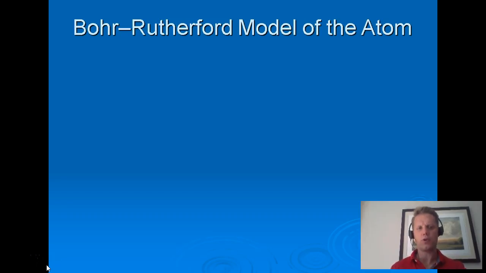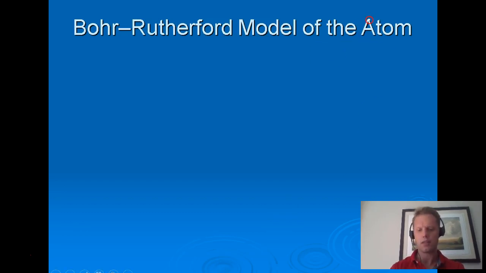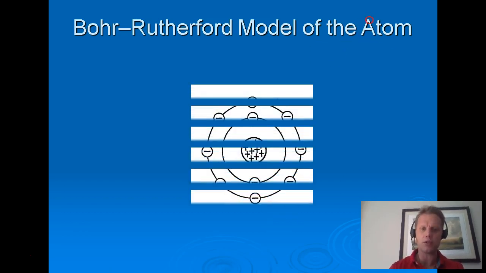Today what we're going to learn about is how to create a Bohr-Rutherford model of the atom. Now, the Bohr-Rutherford model stands for two scientists, Niels Bohr and Ernest Rutherford, and they did a series of experiments to say that an atom is made up of basically three subatomic particles. What are those particles? You know this already. Those subatomic particles are the protons, the electrons, and the neutrons.